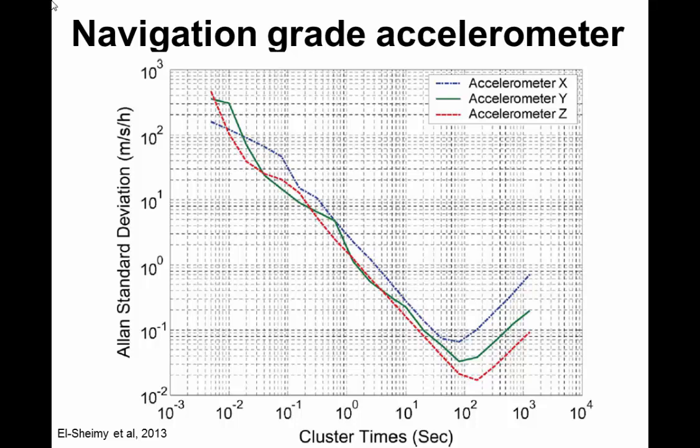For accelerometers, this is far more relaxed. So that's in units of meters per second per hour. So that would translate to about 10 microg or so, for those of you more familiar with units in g's. So that typically is met by capacitive MEMS accelerometers.